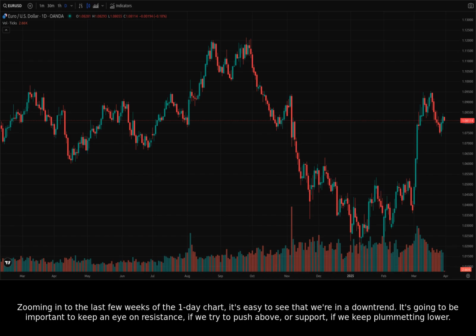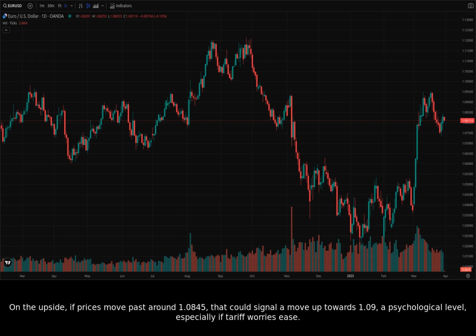It's going to be important to keep an eye on resistance if we try to push above, or support if we keep plummeting lower. On the upside, if prices move past around 1.0845, that could signal a move up towards 1.09, a psychological level, especially if tariff worries ease.